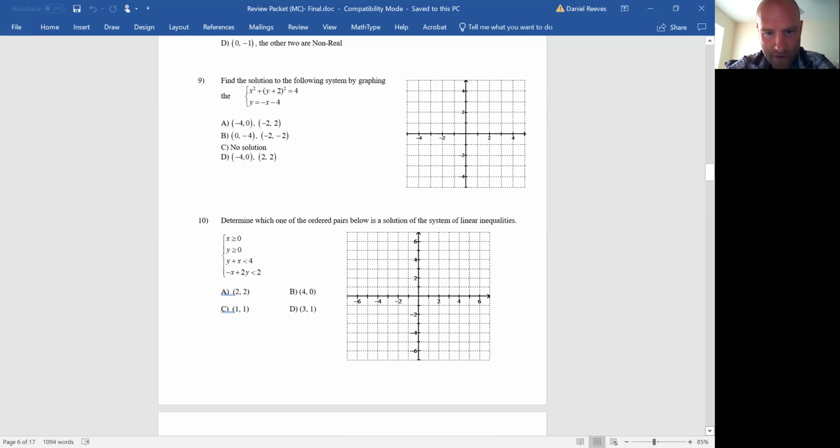Lastly, we have -x plus 2y is less than 2. So -1 plus 2 is less than 2, and that seems just fine there. The other one was already out. Okay, so my answer is going to be C.